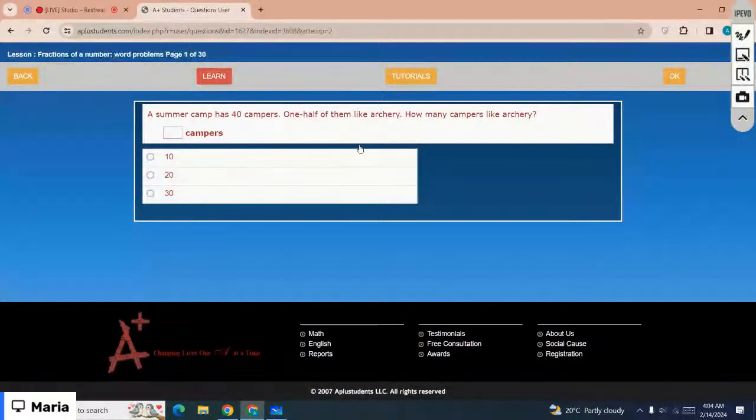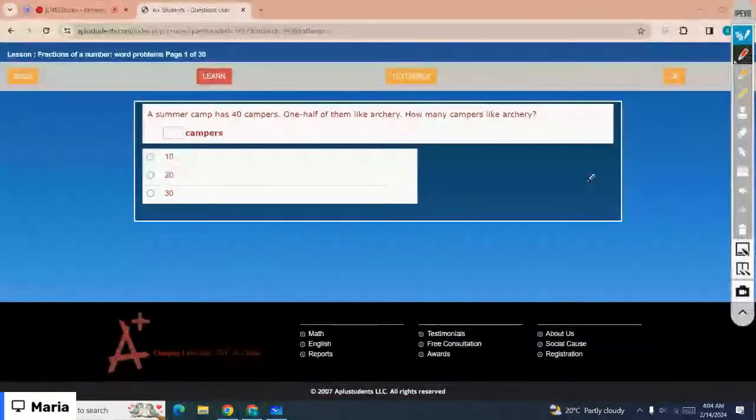So the total campers are 80, right? Half of them means 40. Half of 80 means you need to calculate 1 by 2 of 80, right? That is 1 by 2 times 80, that is 80 divided by 2. So the correct option is 40. Very good, right? The correct option is 40.